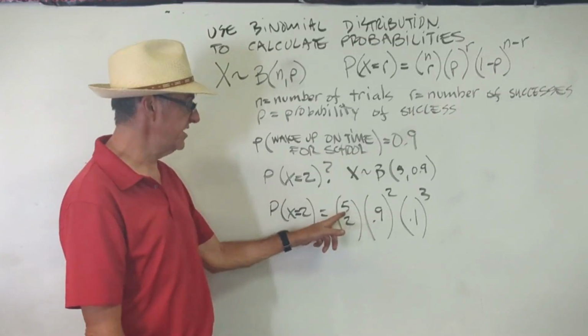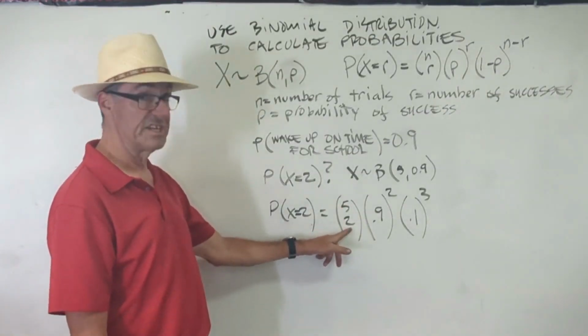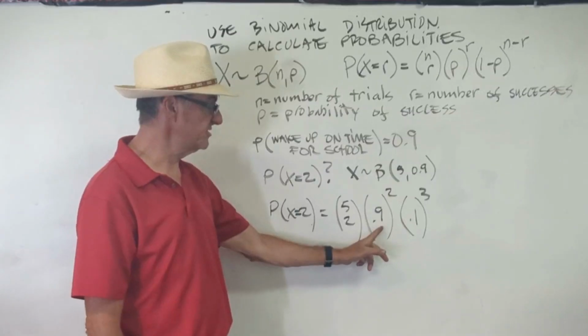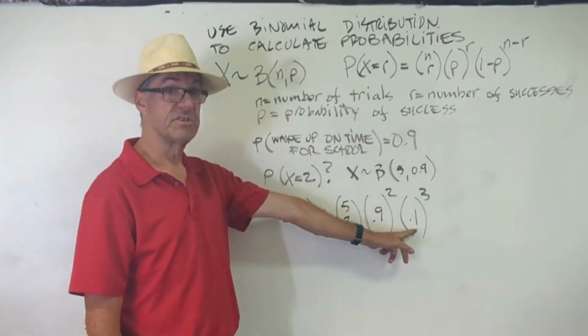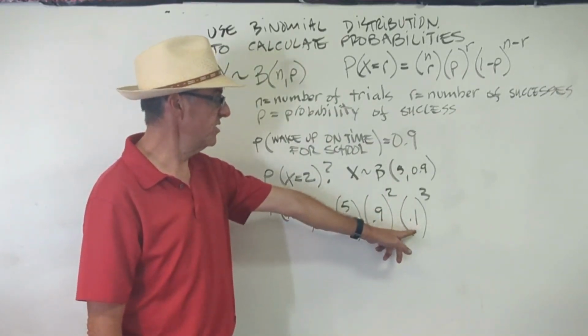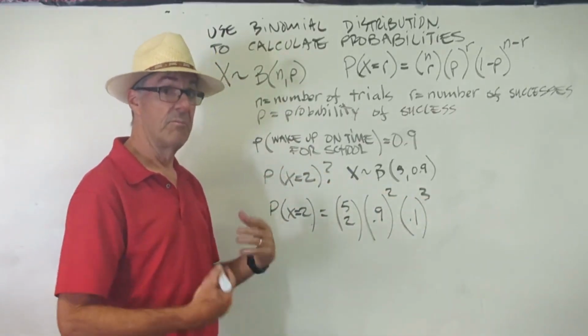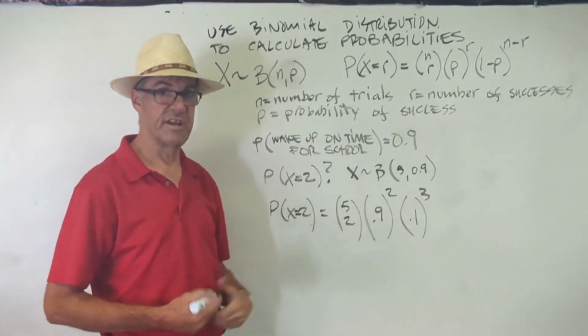So the combinatoric step is n over r, trials over the successes, the number of successes that we want, that's the 2. And then it's probability of success to the r, which again is 2, and then the probability of failure, which is 1 minus 0.9, which is 0.1, to the n minus r, which is 3. Now pause the video, evaluate the combinatorics, do the math, and get your answer.